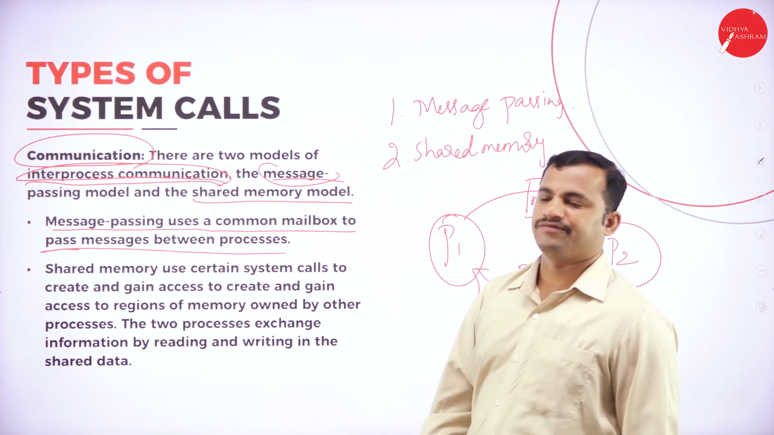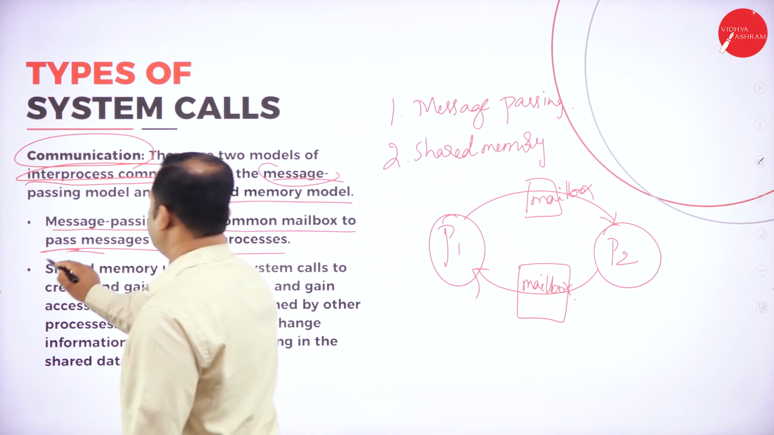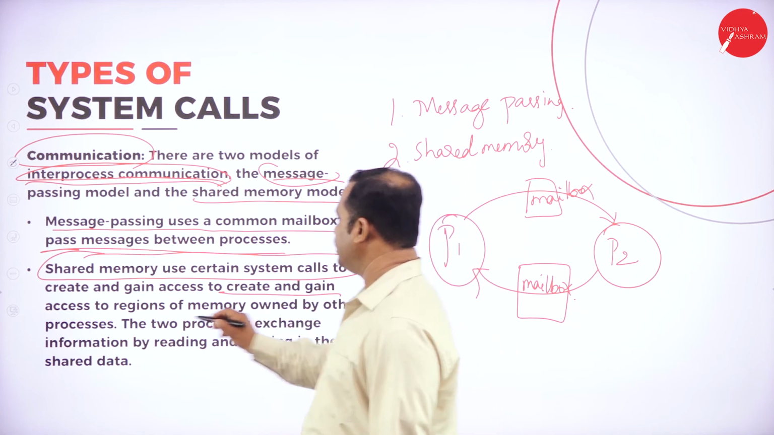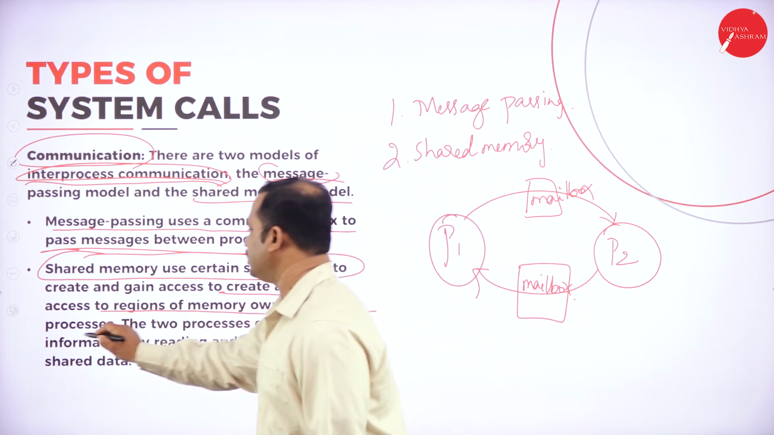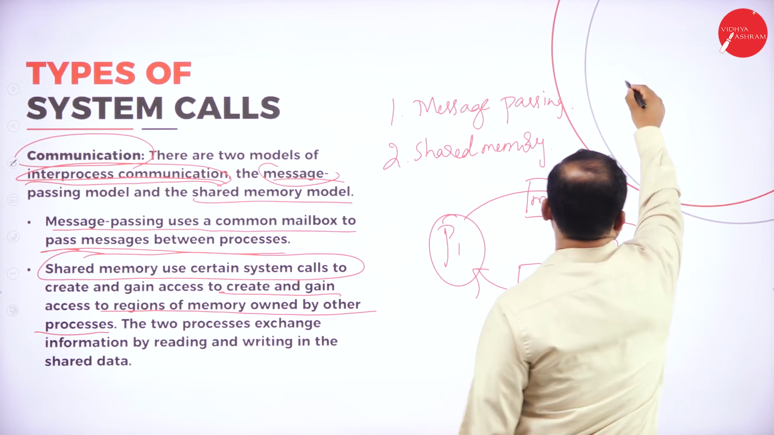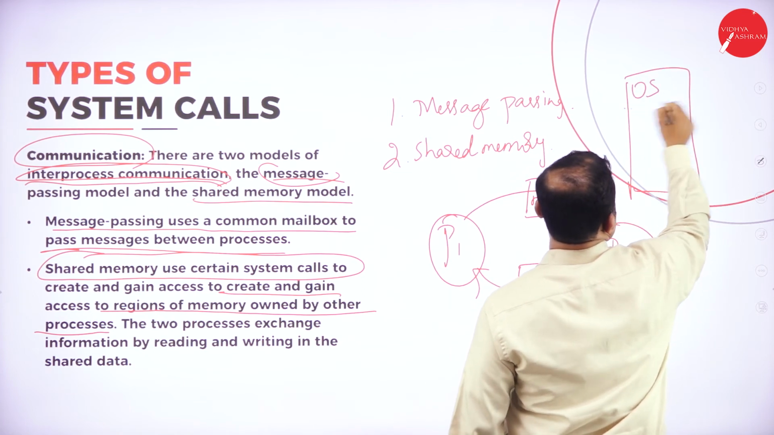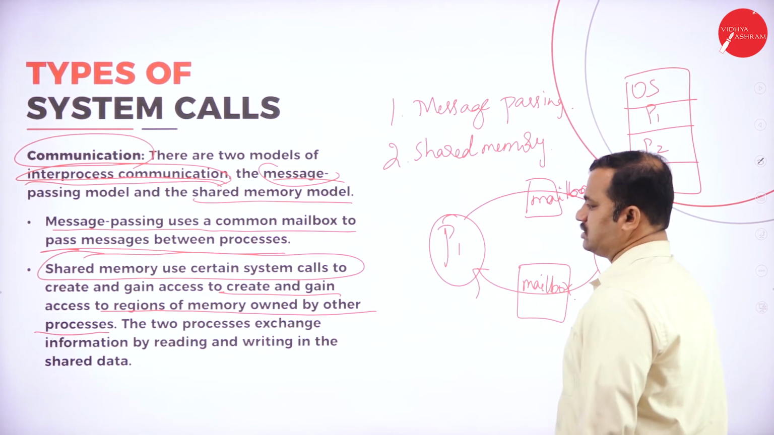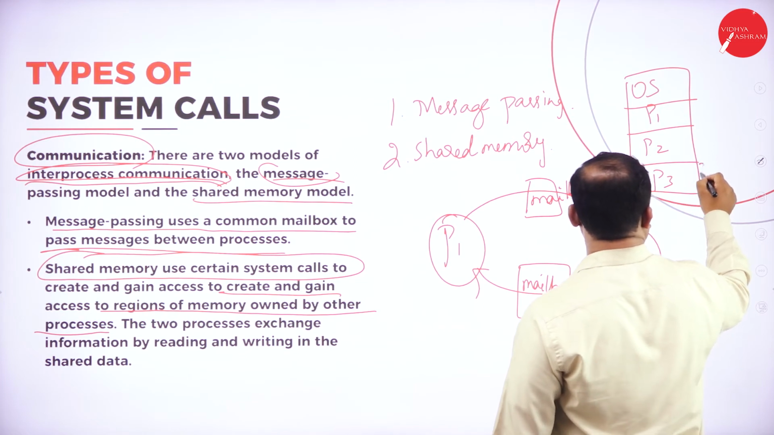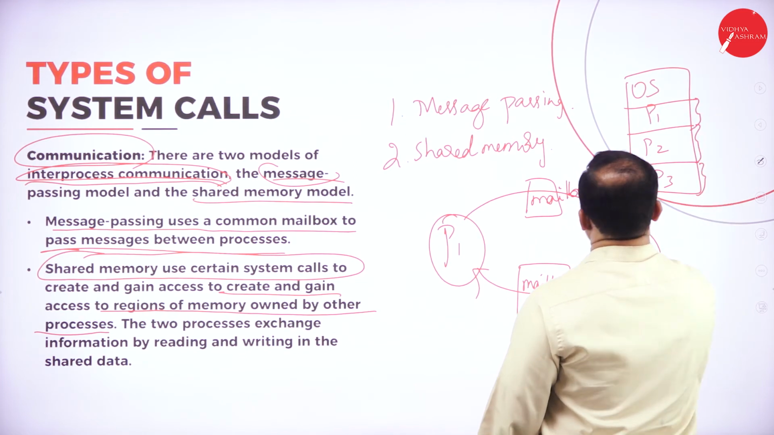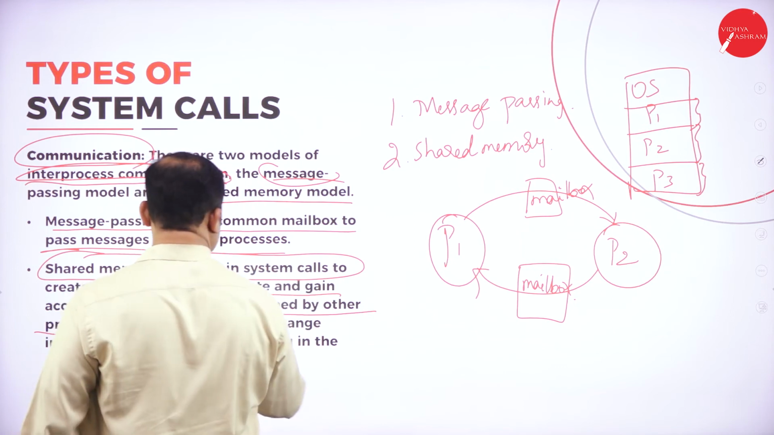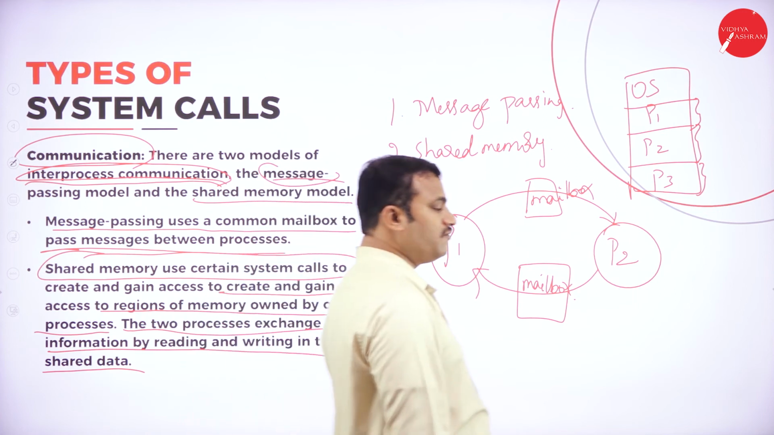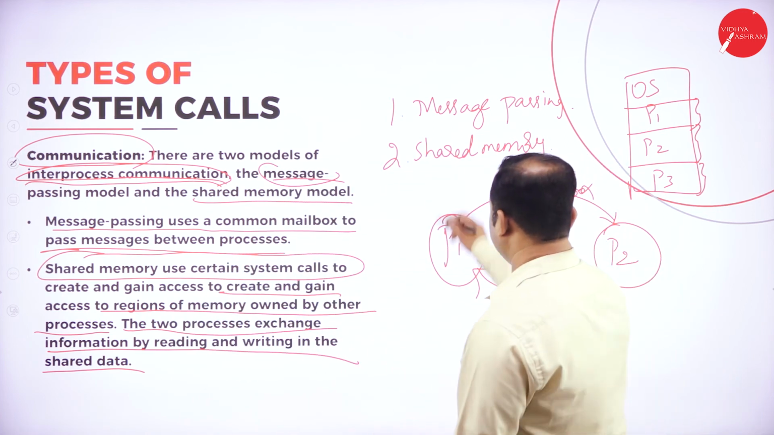So we have all this information here. Then we have shared memory. Shared memory uses certain system calls to create and gain access to regions of memory owned by other processes. That means, for example, the OS remains here, then P1, P2, P3, and so on. To create these regions, memory is reserved. The two processes exchange information by reading and writing the shared data. That means the information is exchanged between two processes in the form of shared memory.